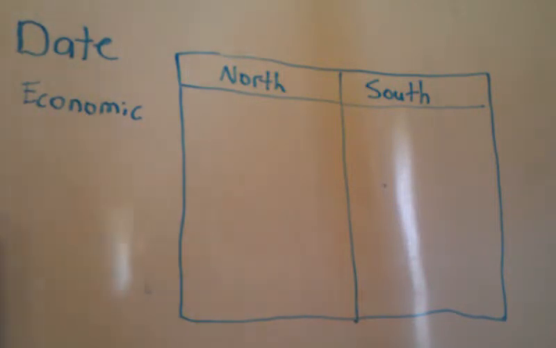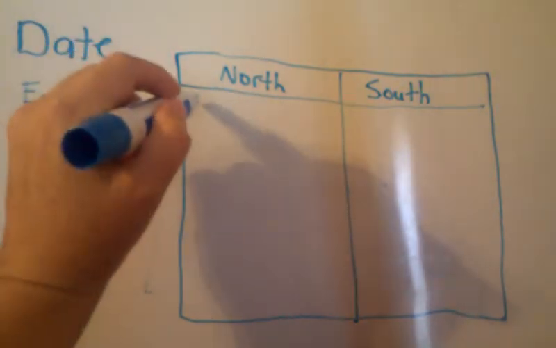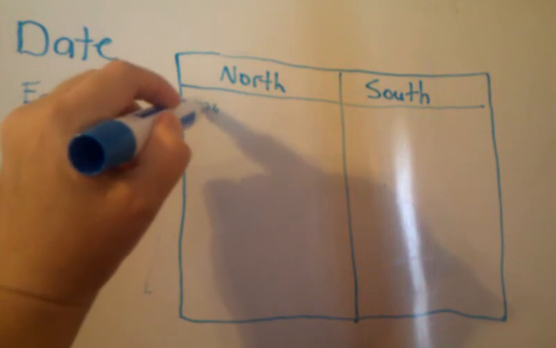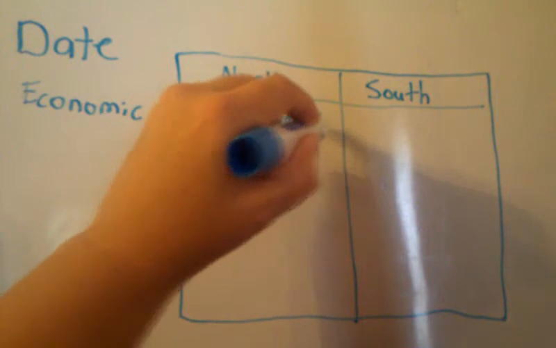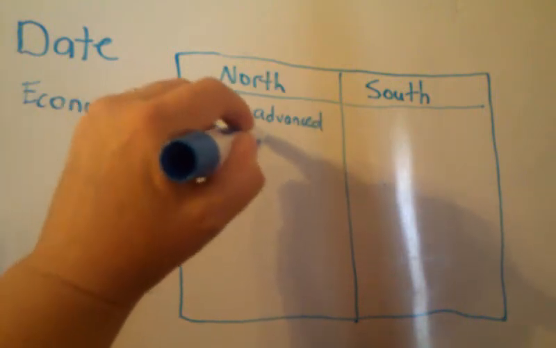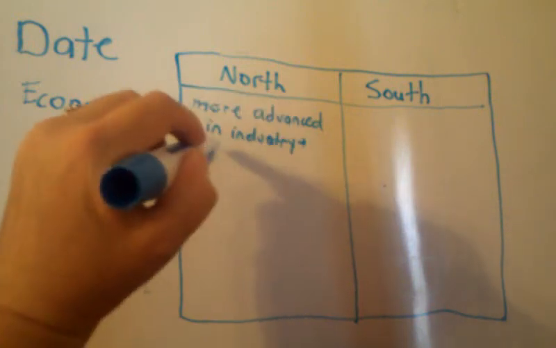Okay, so the North was far advanced in industry and transportation, and remember, we talked about that, how the South had slave labor, so they didn't have a lot of industry. The only transportation they had was the rivers, remember? But the North was built on industry, and so they had all these technological advances. So the North was more advanced in industry and transportation.